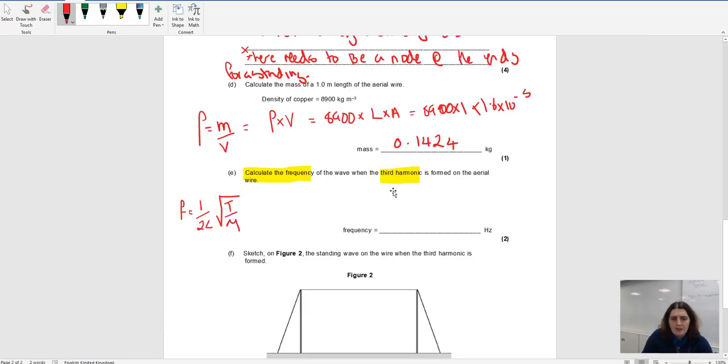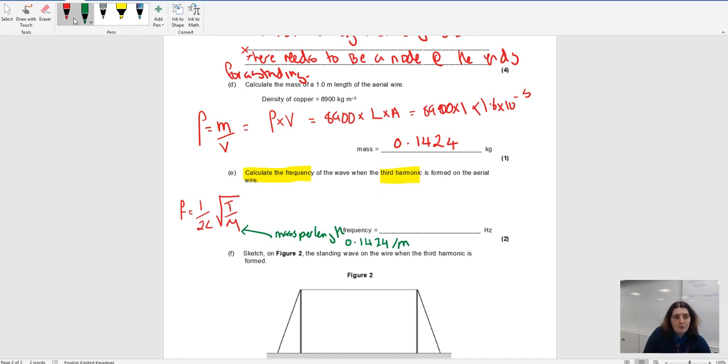So you calculate when the aerial wire. Okay, so this mu, this always catches students out. This is the mass per length. And I've worked out the mass in the question before. So that's 0.142 kilograms per meter. Okay, so I can put that mass per length, 0.1424 per meter, in there.